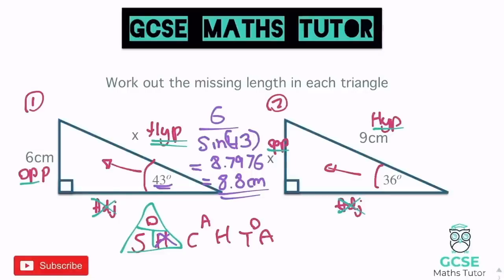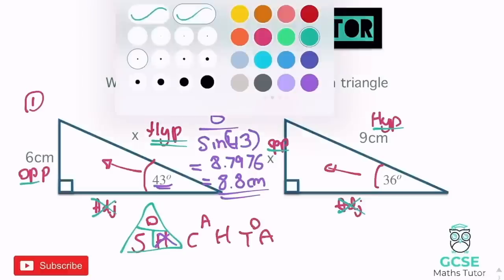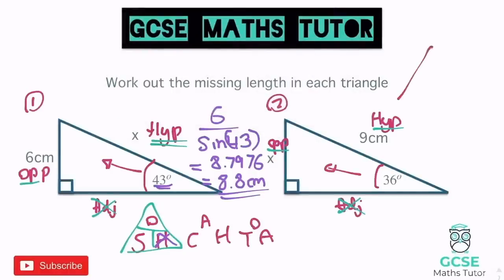So again, I'm going to be using my sine triangle because I've got O and H. I'm going to rewrite it again. So I've got SOH, but this time we are looking for the opposite. So I'm going to do the same process again. I'm going to cross off the opposite, and that tells me that I'm going to do a times.